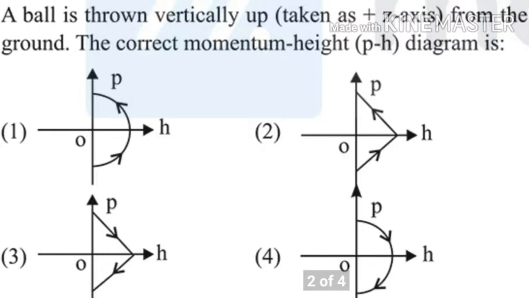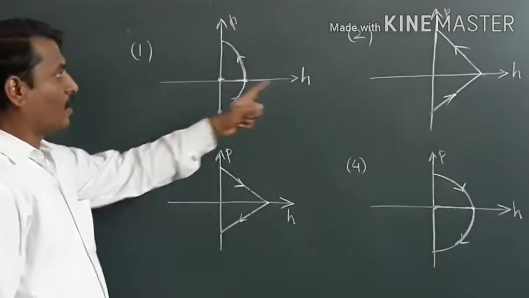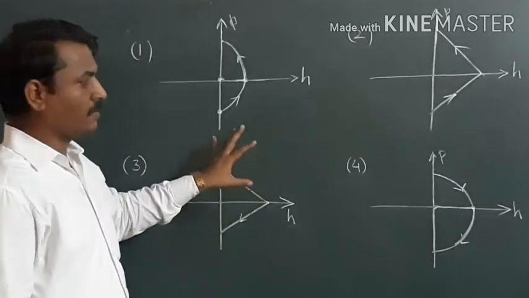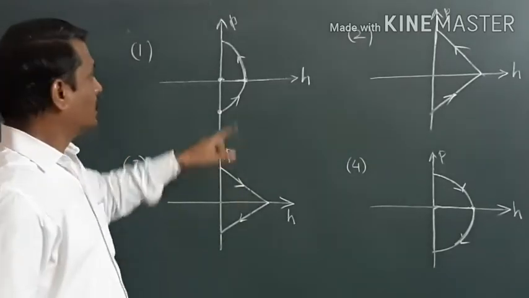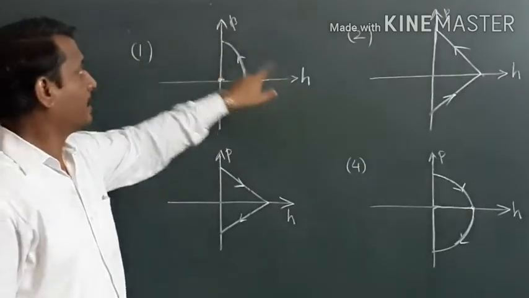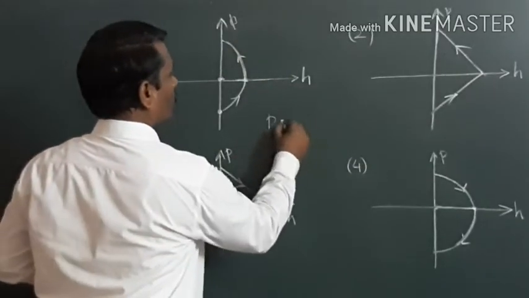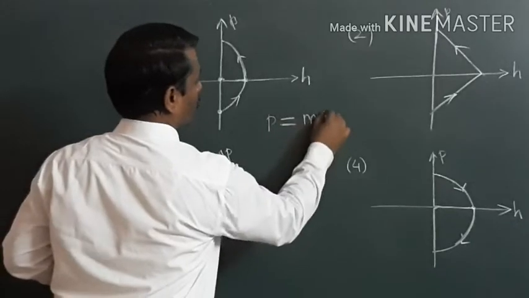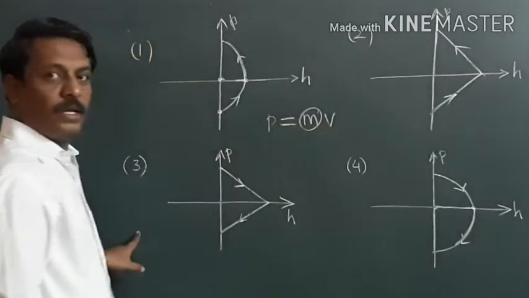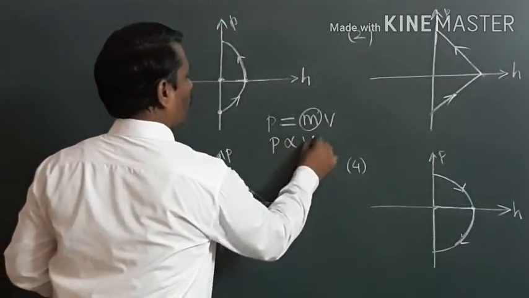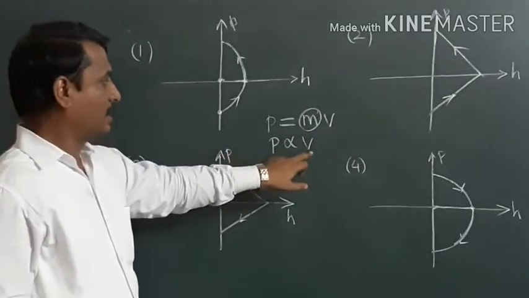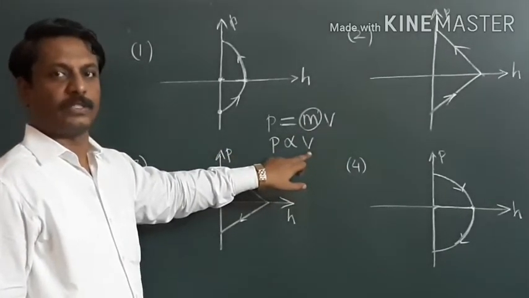Now the next question. A ball is thrown vertically up from the ground. The correct momentum height diagram is. Here 4 graphs are given. The question is, which of these 4 graphs represents the motion of a ball thrown vertically upwards? These are the graphs of momentum versus height. Momentum is equal to mass into velocity. Here the mass of the ball is fixed. Therefore, momentum is directly proportional to velocity. Momentum varies exactly the same as velocity.